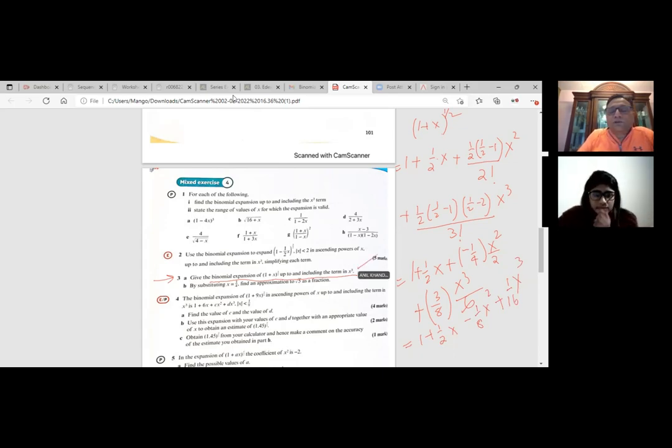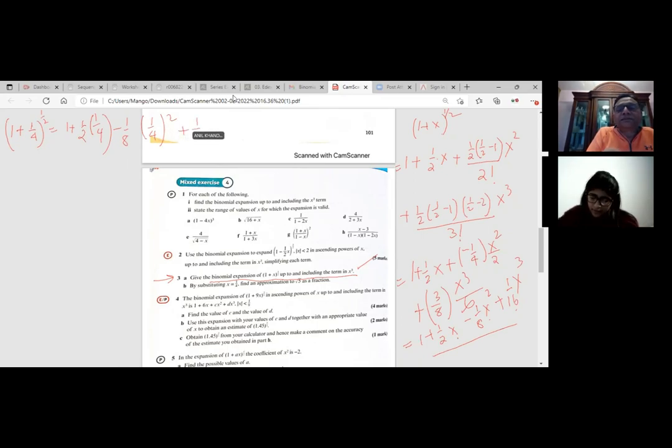Now substitute x equals 1 by 4 in all these terms, right? Yeah. Then they are saying find the approximation of square root of 5. So you'll do it like this. You will say 1 plus 1 by 4 to the power of half is equal to, on the right hand side, I'm writing, 1 plus half times x value being 1 by 4, right? Yeah. Minus 1 by 8 times 1 by 4 squared, correct? Plus 1 by 16 times 1 by 4 cubed. Is it okay?